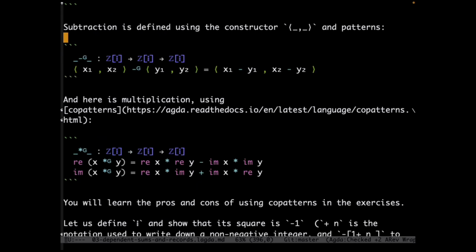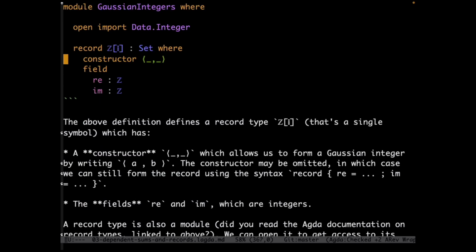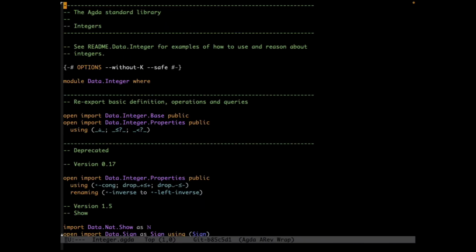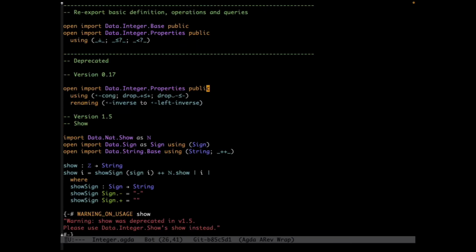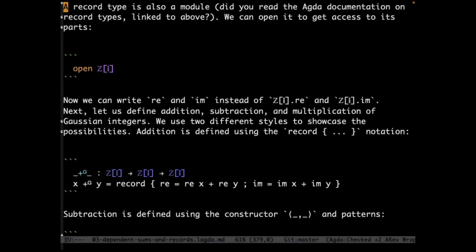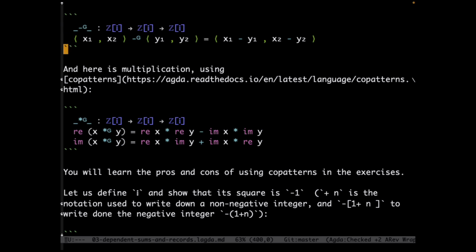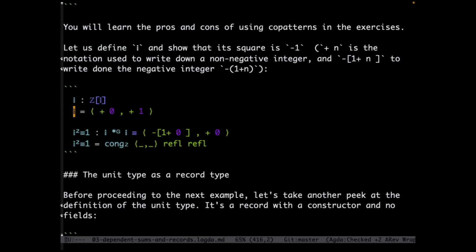Why is that? That's because up here, somewhere, I opened the integers. You see, I opened data integer, and this also opens data integer properties, and it pulls in a bunch of things. One of the things it pulls in is this notation for plus. Okay, so that's I, because the imaginary component is 1 and the real component is 0.